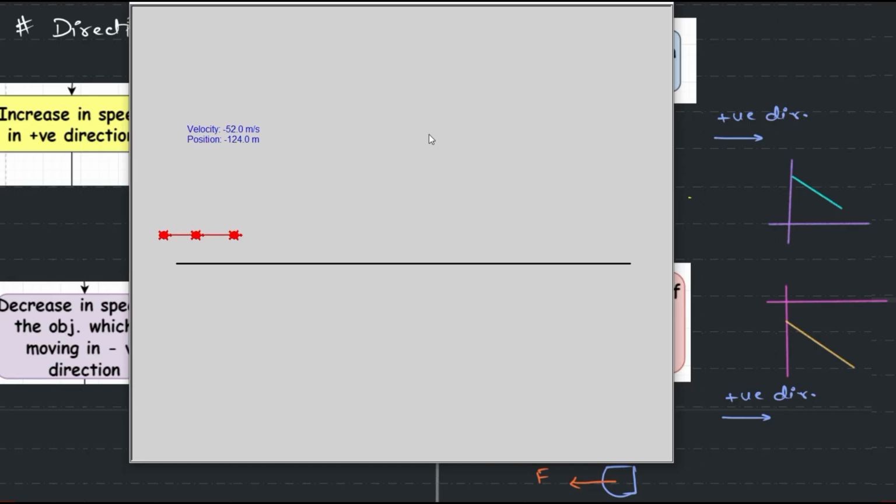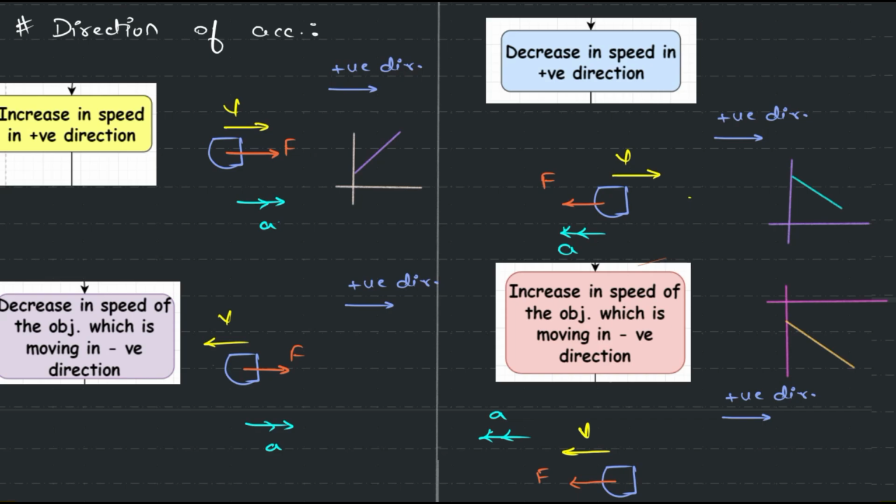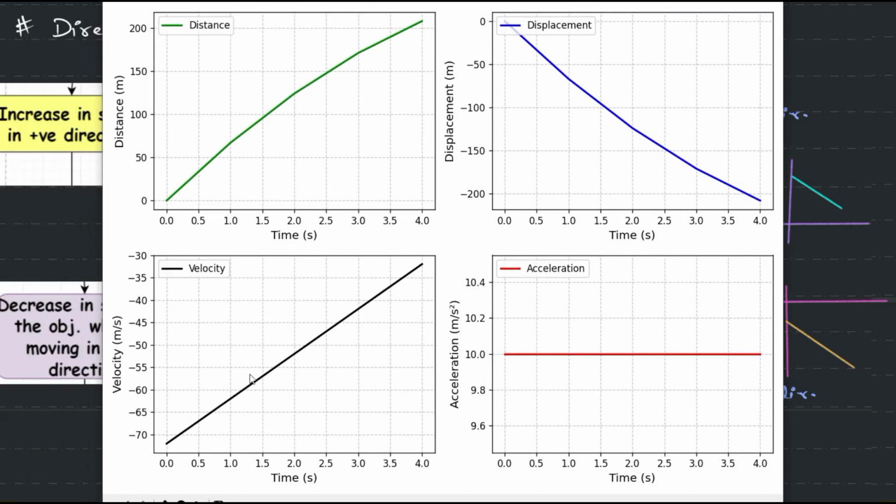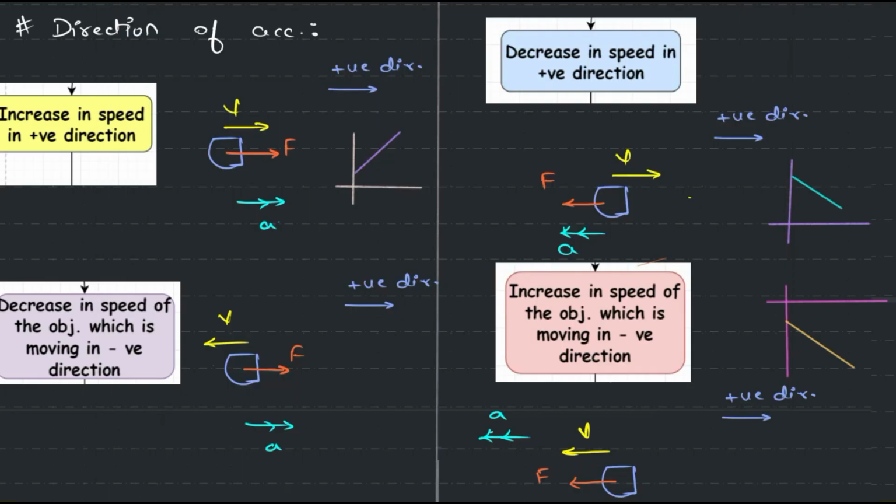So you can see that the width is reducing actually. I'm not able to scroll the screen. I can't. So if I close this, you can see the velocity, it's increasing but with a negative value. It started with a negative value, but it's increasing. Okay, so that is your last case over here.